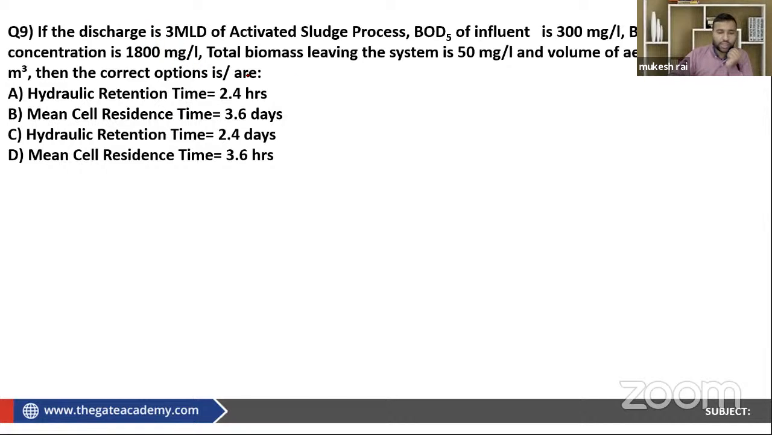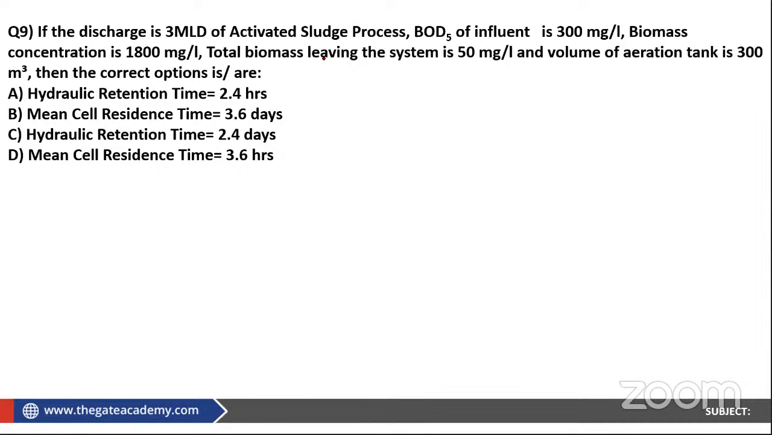Now I will just switch off my video, otherwise the question will not be visible to you. The discharge is 3 MLD, which is given in the question of the activated sludge process. The 5-day BOD of influent is given as 300 milligram per liter, biomass concentration is given as 1800 milligram per liter, total biomass leaving the system is 50 milligram per liter, and volume of aeration tank is given as 300 meter cube. Then the correct option is or are. Now we need to find the hydraulic retention time and mean cell residence time. Find it fastly.